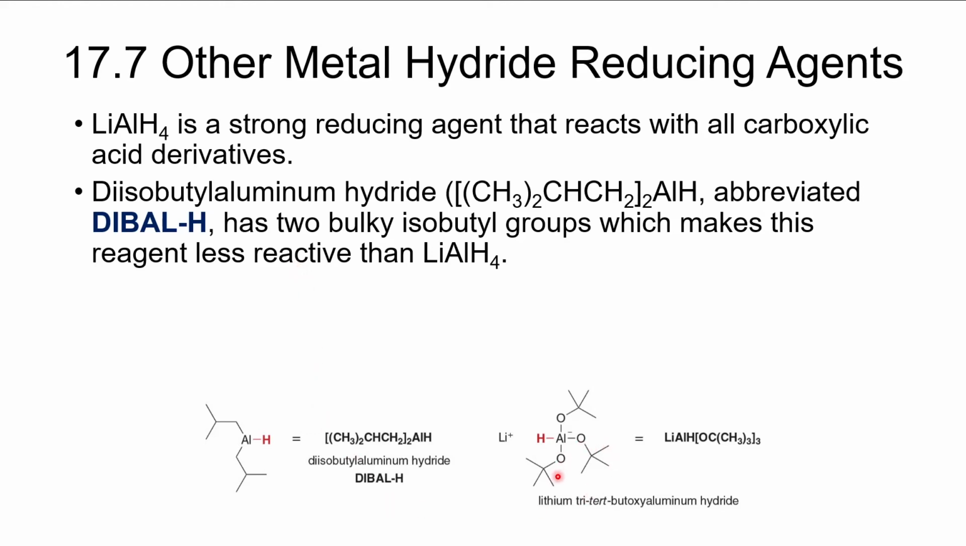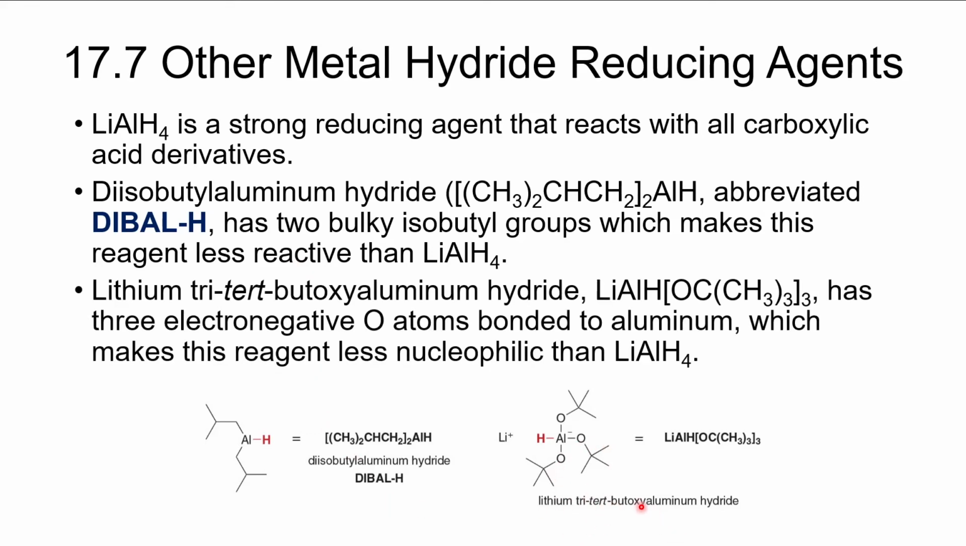Another one is this one, which is the lithium tri-tert-butoxy aluminum hydride. And because it has these electronegative oxygens bonded instead of just hydrogen, it affects the nucleophilicity of this hydride. And also the bulky tert-butoxy groups help to decrease the reactivity of this. So it's also a less reactive nucleophile than lithium aluminum hydride. So how do we use these?